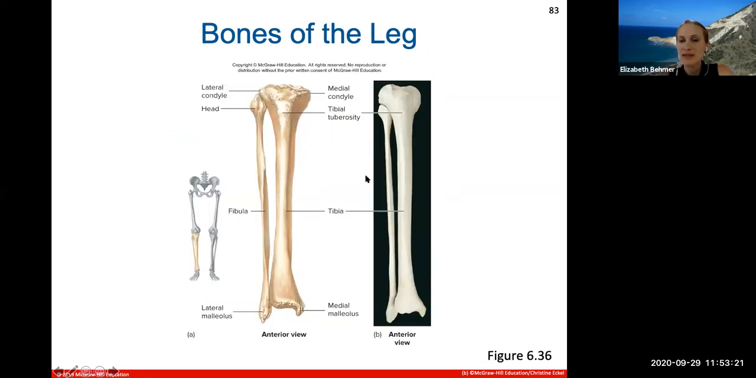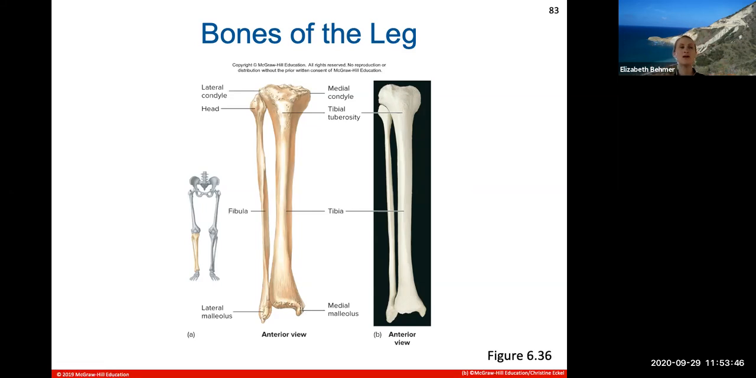The bones of the leg, the lower leg, the tibia will have lateral and medial condyles, which will line up with the lateral and medial condyles, again, rounded parts of the femur. The fibula is flimsy, the tibia is more sturdy. And then at the bottom of the fibula and tibia, you have a lateral malleolus and a medial malleolus. And the malleolus sometimes are known as your ankle bone.